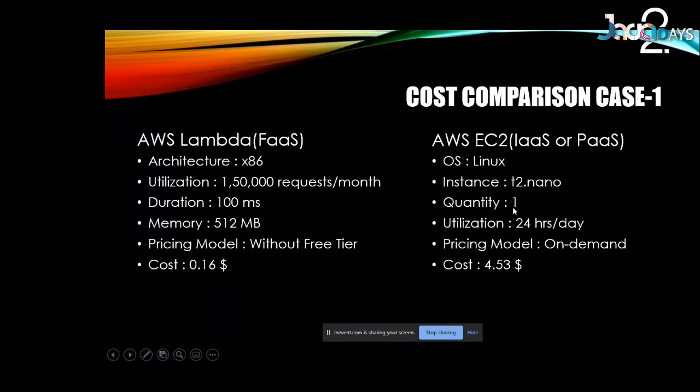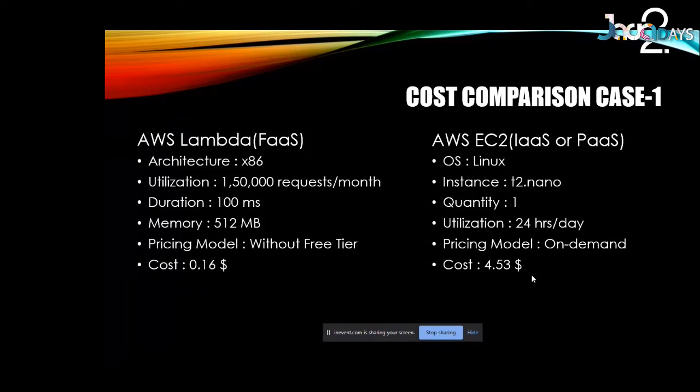Then quantity, let's say we are using one, and obviously you are going to use it 24/7. You are not going to make it up and down again. So at the end of the month for this particular thing, you need to pay $4.53. And it doesn't depend on whether there is any request or no request to your application. You still need to pay the same money.